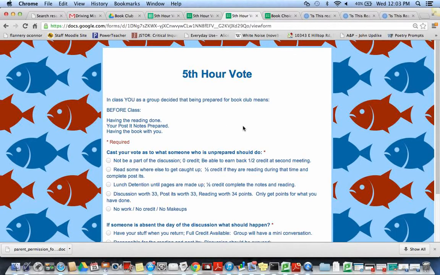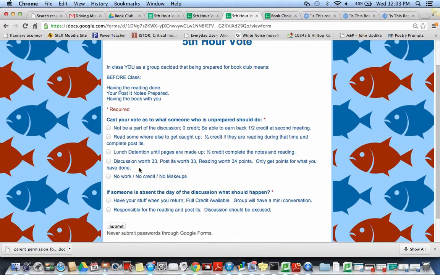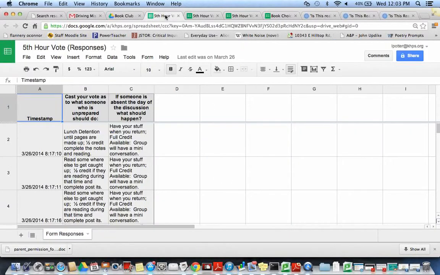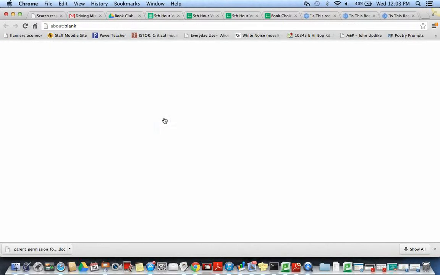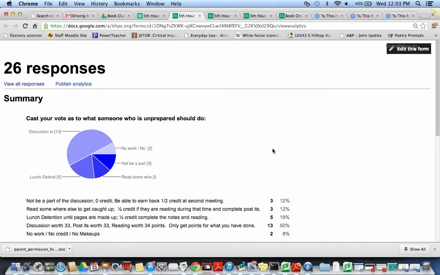Knowing that preparation for the meeting was so important, as a whole class, we talked about different possibilities as far as how we should handle students that weren't prepared. As a group, they made the determination as to what options there were, and then I created a quick survey, and in that survey, they shared what they thought, and then the majority won as far as how they were going to handle classmates that weren't prepared.